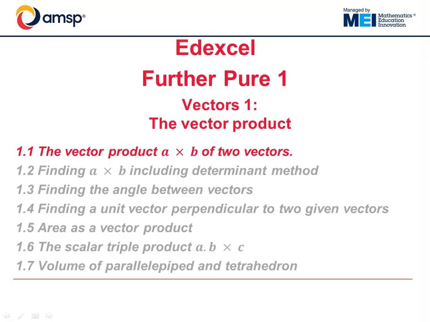This is a recording for Edexcel Further Pure 1. Vectors 1, the vector product. Section 1.1, vector product of two vectors.